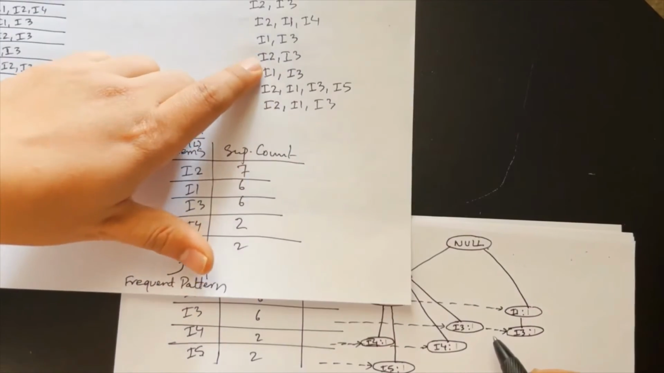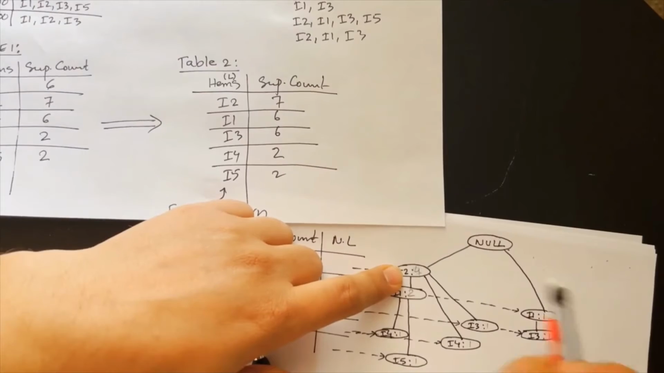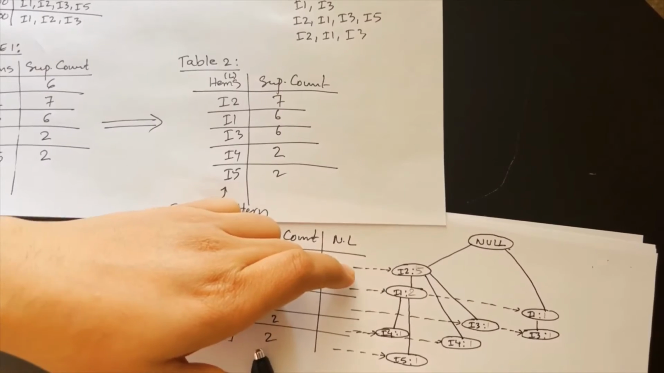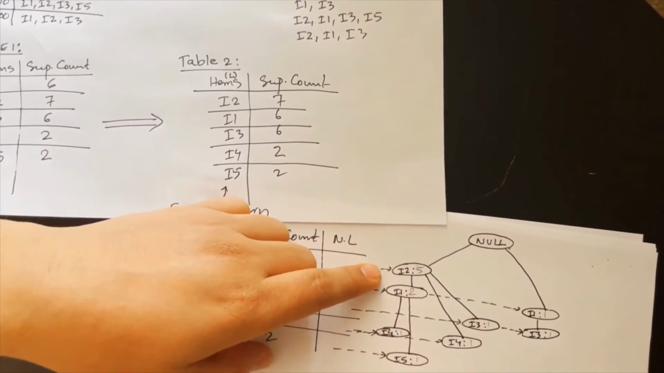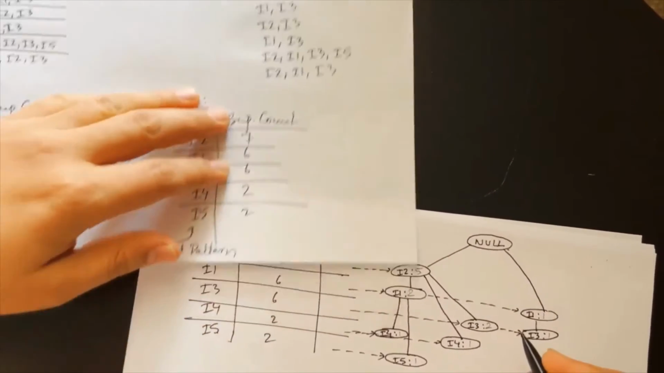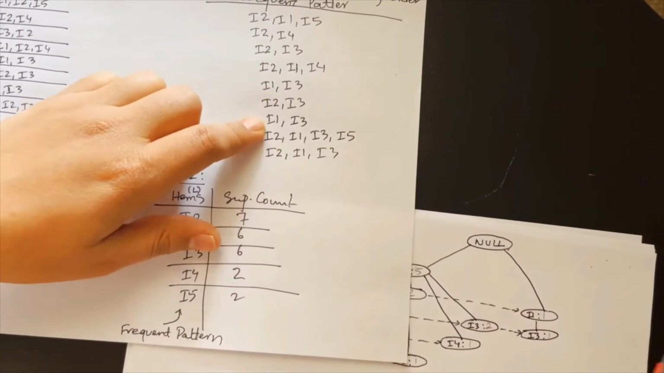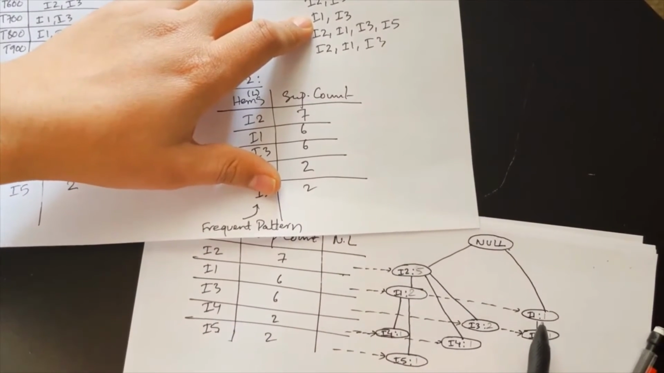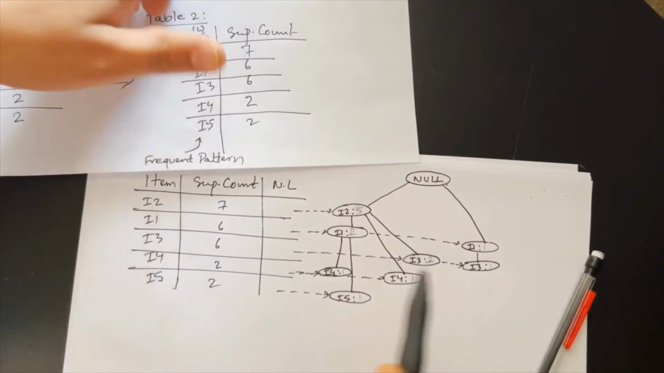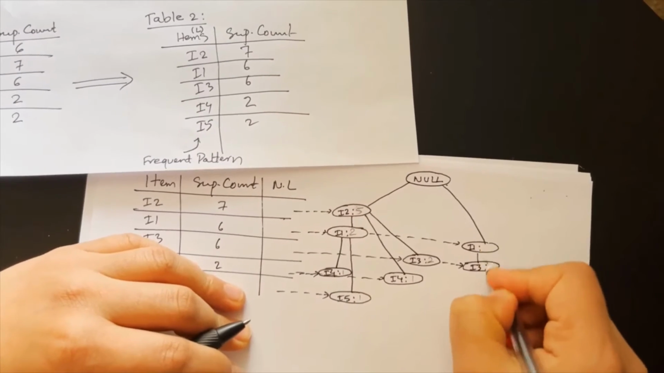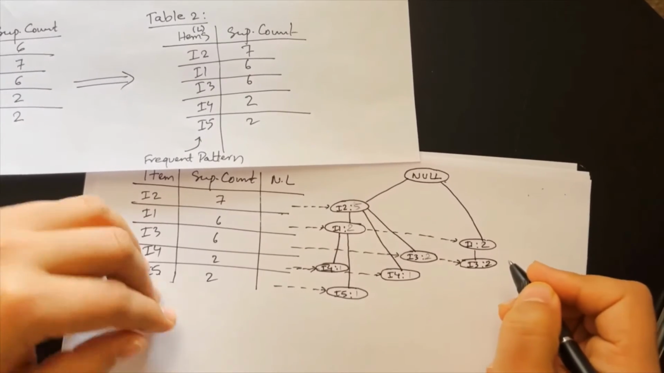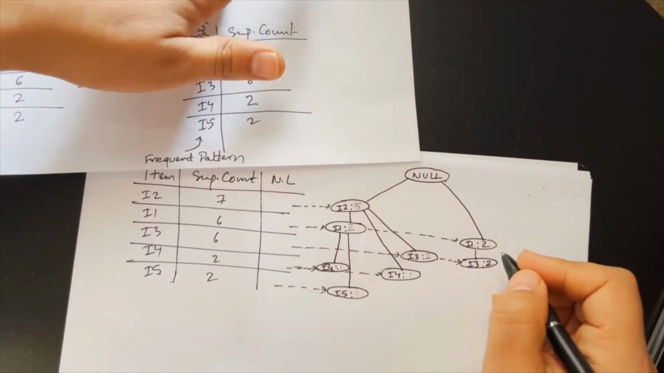Okay, now another one is I2, I3. Here is already I2, so it goes up again. It becomes 5. And I3, it's already connected with I3. Let's make it 2. Now I1, I3. Here's I1 already connected. So I3, it's going to be again I3. Let's increase the frequency. 2 and 2.